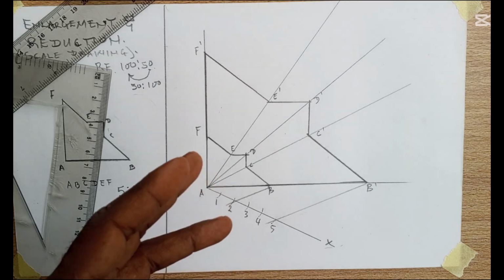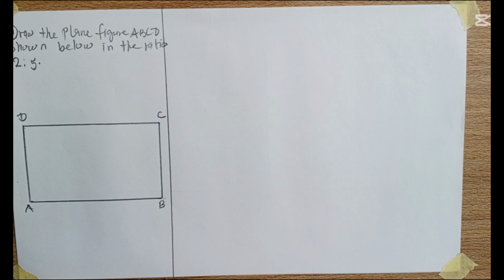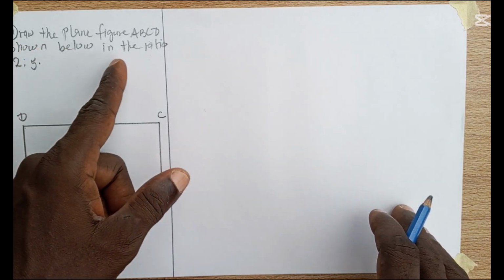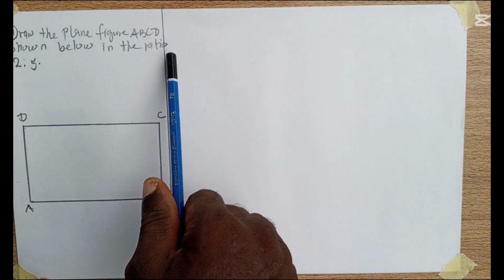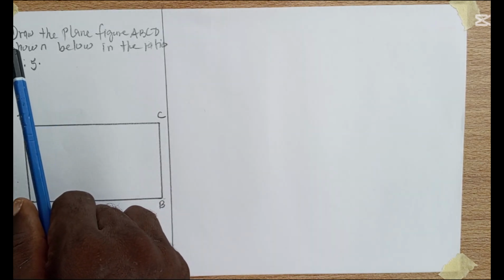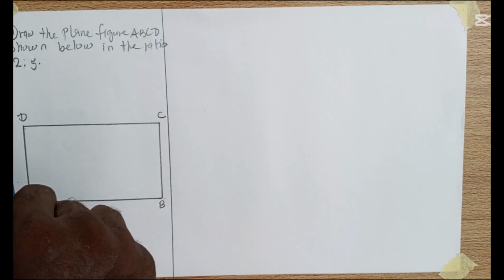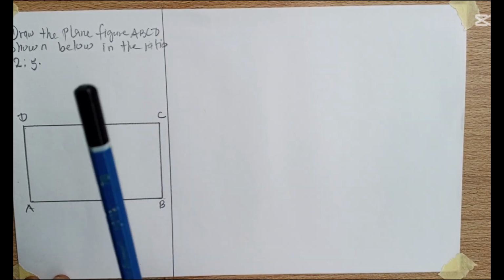Now let's check out how we develop reduction this time. Now if we consider this other part of this question that has to do with reduction, see what the examiner is asking us. He said, draw the plane figure ABCD shown below, this one, in the ratio 2:5, but actually the actual size is 5. We have to draw it to become what? 2. We're moving from 5 to 2, so it's reduction, but it's a very plain, simple figure. This is just an example.